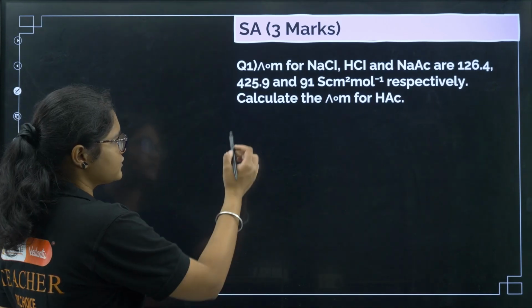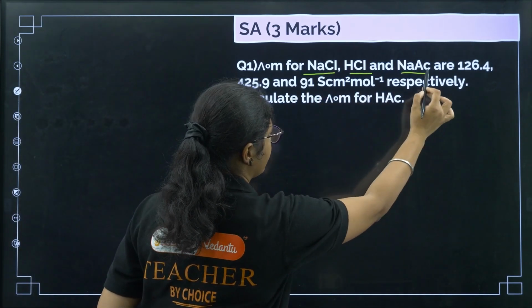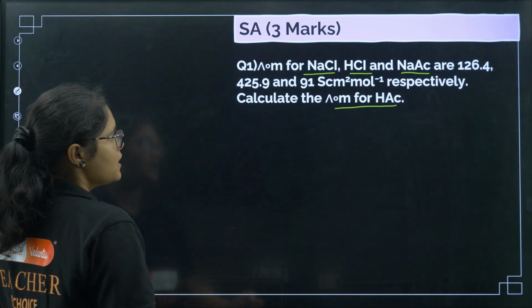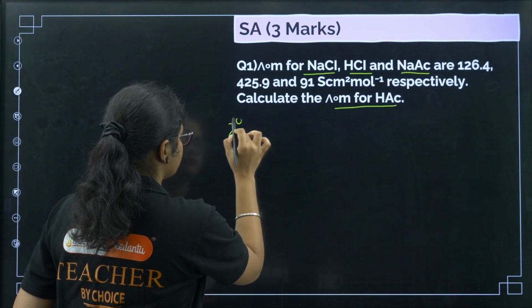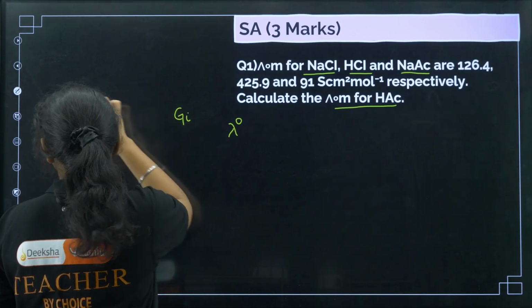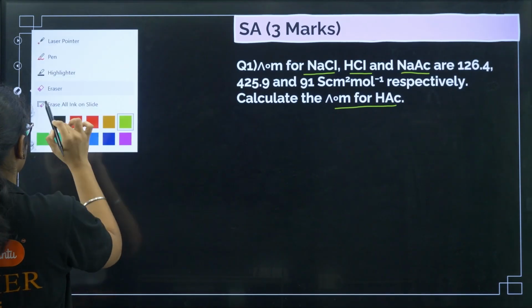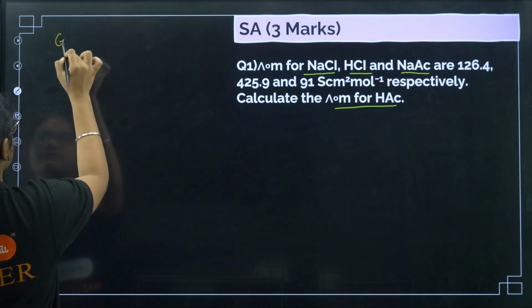Now let us go to the first question here. This is a Kohlrausch law question. NaCl, HCl and NaAc values are given. Find for HAc. So lambda naught, first we'll write what? The given values. One second, I'll start from this side. So what is the given value here?